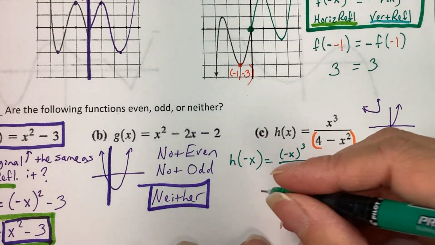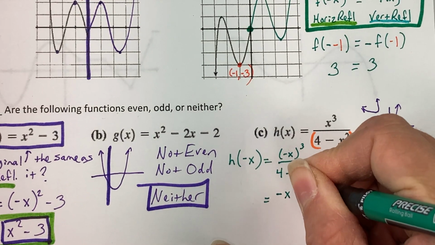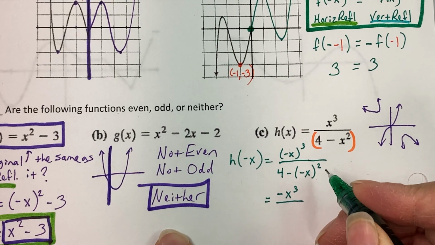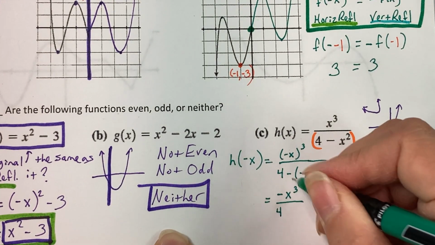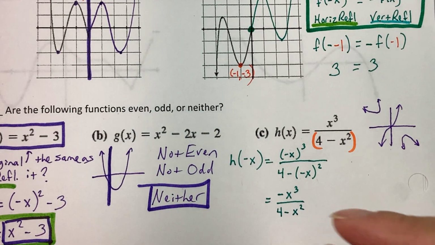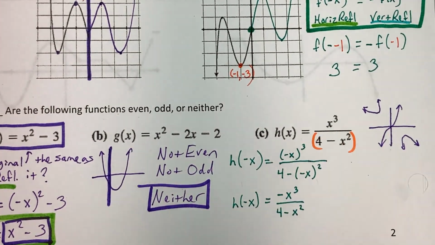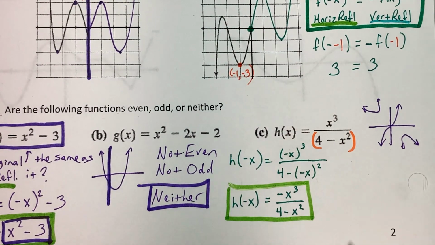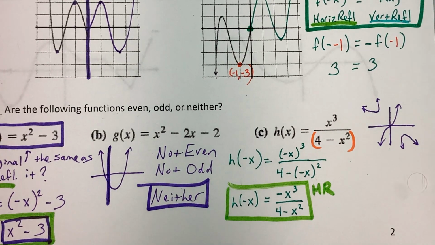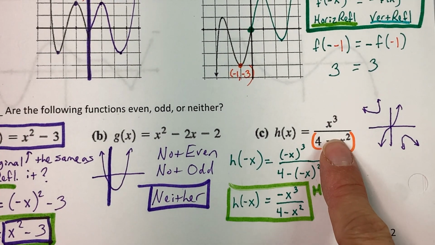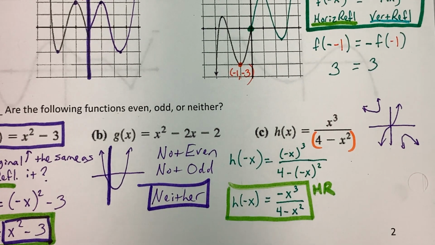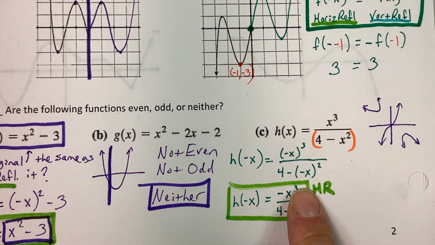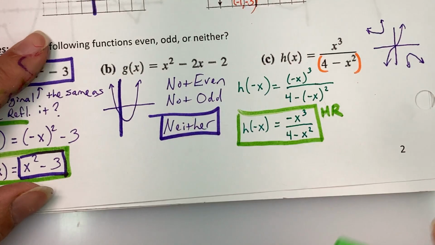Negative 1 cubed is negative 1, so on the top we get negative x cubed. And then on the bottom, negative x following PEMDAS squared gives me x squared. So then 4 minus x squared, I get this function. So this is what horizontally reflecting the function gives me. So horizontal reflect. Now, notice this is different from my original function because we've got a negative on the top. But the point is not to prove that it's the same as the original function. We want to prove that horizontally reflecting it and vertically reflecting it give me the same function.